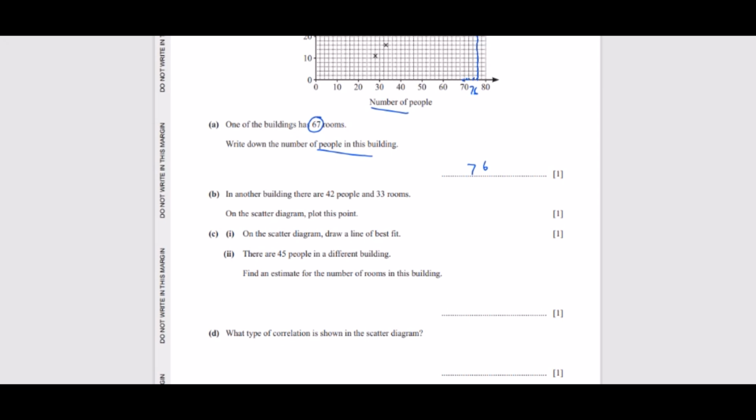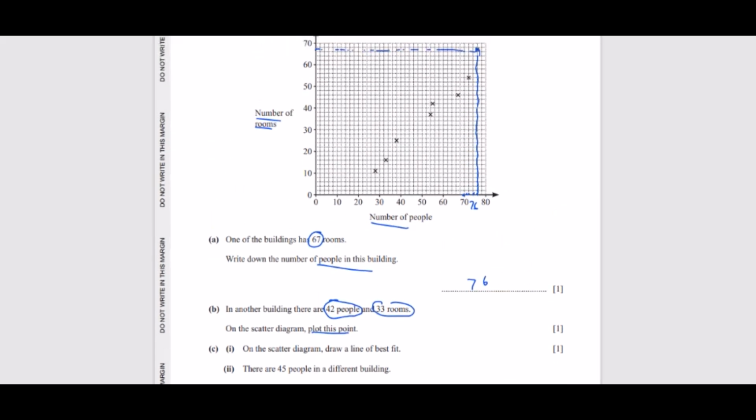In another building, there are 42 people and 33 rooms. On the scatter diagram, plot this point. Here is 33 people and 33 rooms. This is 33 rooms and this one is 42 people. So draw a line here. So this is a scatter point.